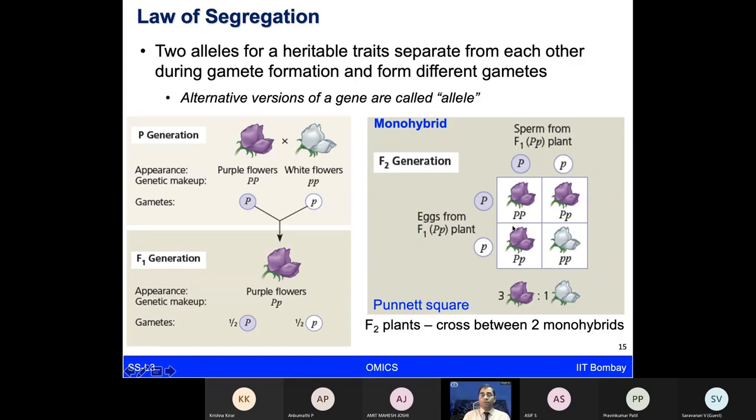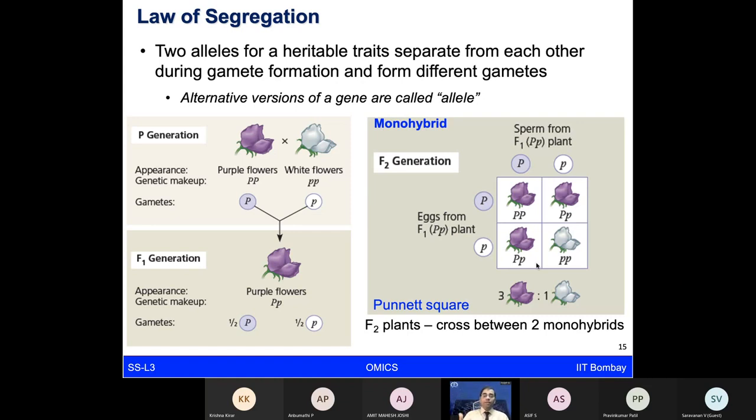What you'll observe is that the capital P characteristic is present in at least 3 flowers, and the recessive characteristic, small p, is only in 1 flower. So when he observed the second generation, the ratio of purple flowers versus white flowers is 3:1. So now he realized that they're segregating.